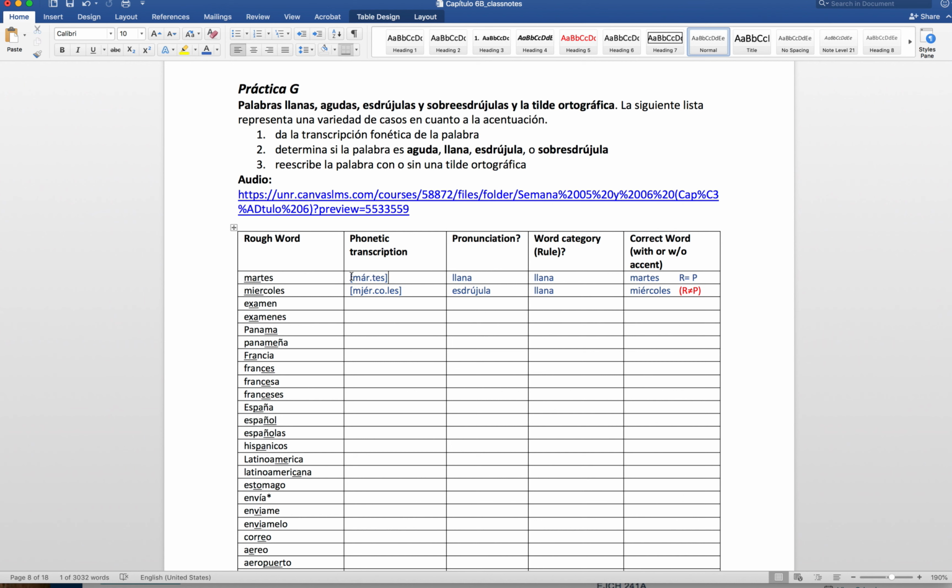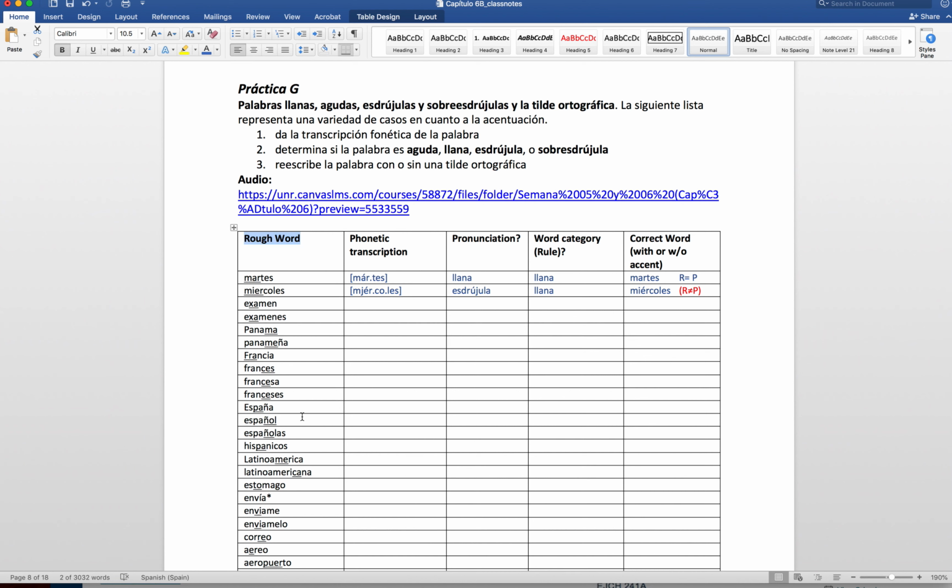Well, the stress that you see here is on the second to last syllable, so that's a llana. In this column, you're going to have to tell me what the rule says about this word. The rule says that if it ends with an S, it's a llana. Then you need to correct the word. Why do I say the correct word? Because here I have the rough word.